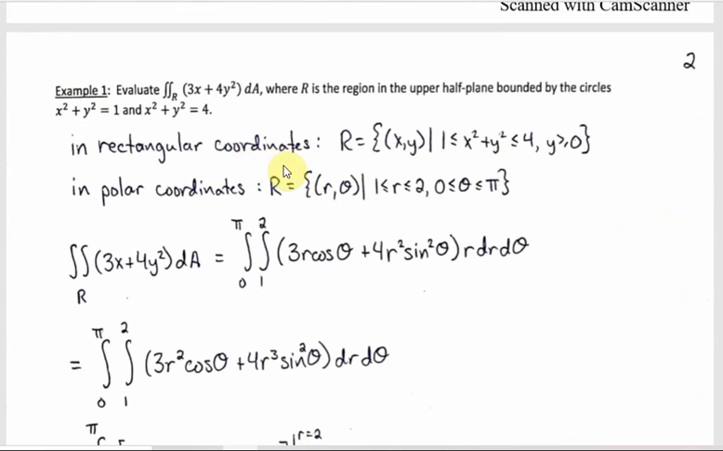And just for emphasis, I put this in here. In rectangular coordinates, it would be this, right? That x squared plus y squared is between 1 and 4, right?